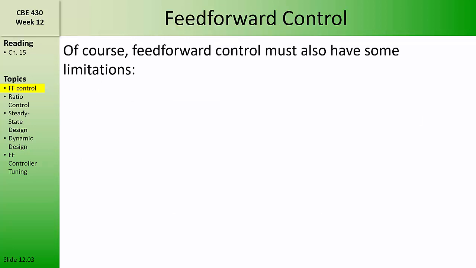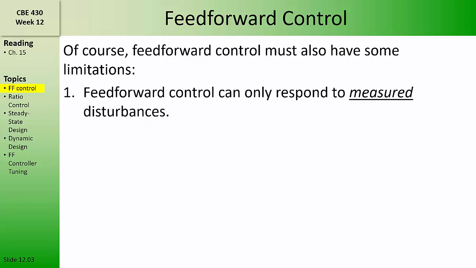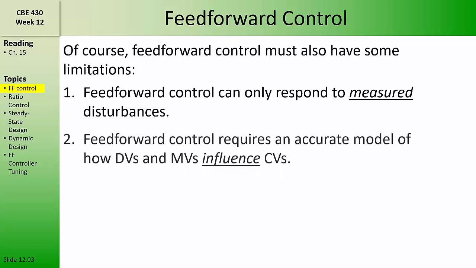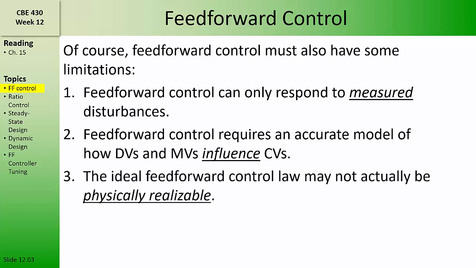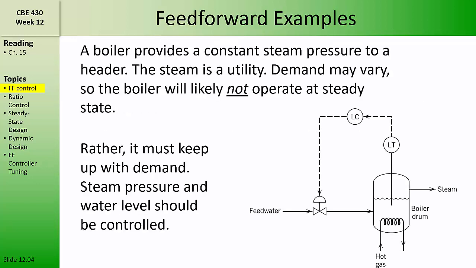Of course, feed-forward control is an alternative, and it must also have some limitations, which it does. Feed-forward control can only respond to measured disturbances. And feed-forward control requires an accurate model of how disturbance variables and manipulated variables influence controlled variables. In feed-forward control, the ideal control law may also not be physically realizable.